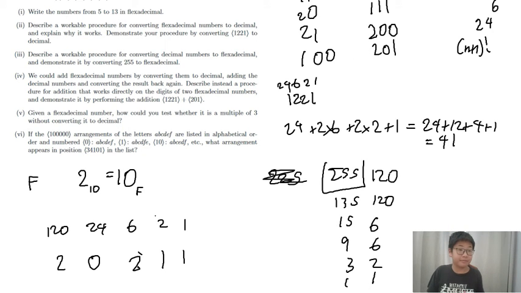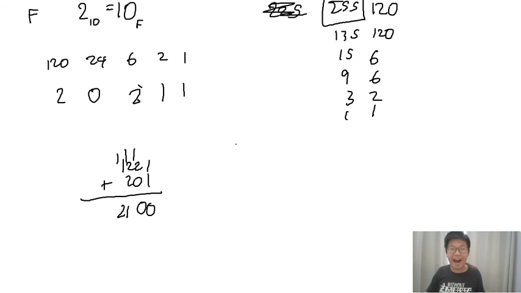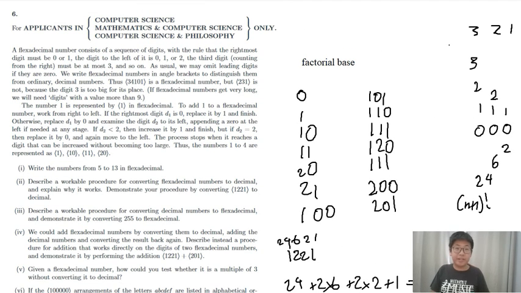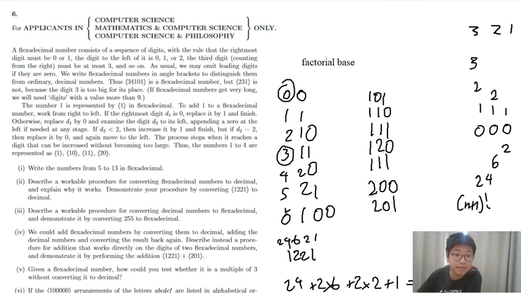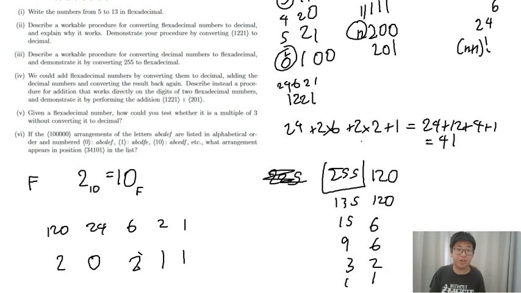Yay! Given a flexidecimal number, how can you test whether it's a multiple of 3 without converting to decimal? Now this is a very difficult one. So we're going to look at our list of factorial based numbers here. We have 0, 1, 2, 3. We're going to circle multiples of 3, 4, 5, 6, 7, 8, 9, 10, 11, 12. So as you can see, the multiples of 3 either end in 1, 1 or 0, 0.